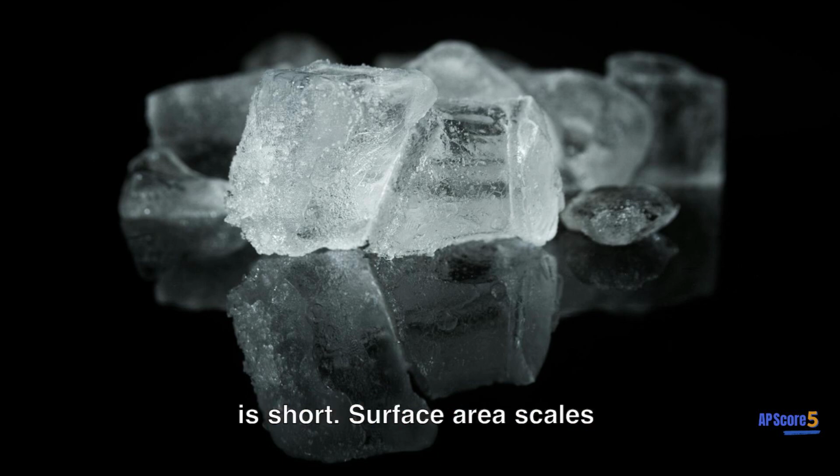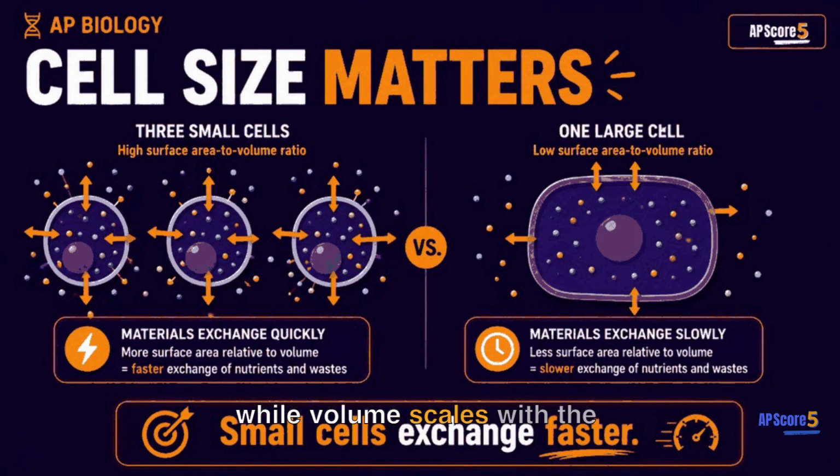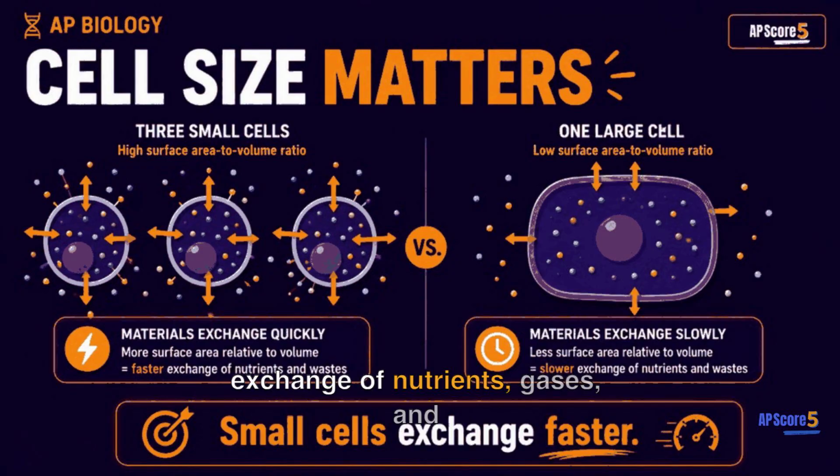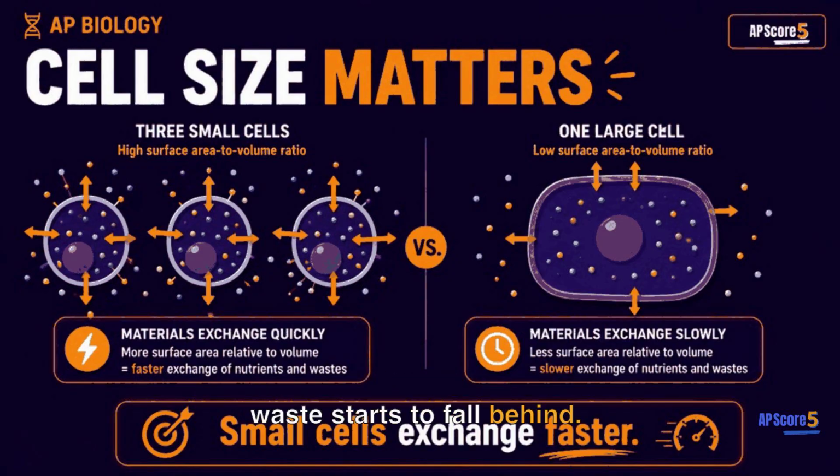Surface area scales with the square of length, while volume scales with the cube of length. That means every time a cell doubles in size, its volume grows 8 times, while its surface area grows only 4 times. The membrane is now serving twice as much cytoplasm per square unit, and exchange of nutrients, gases, and waste starts to fall behind.